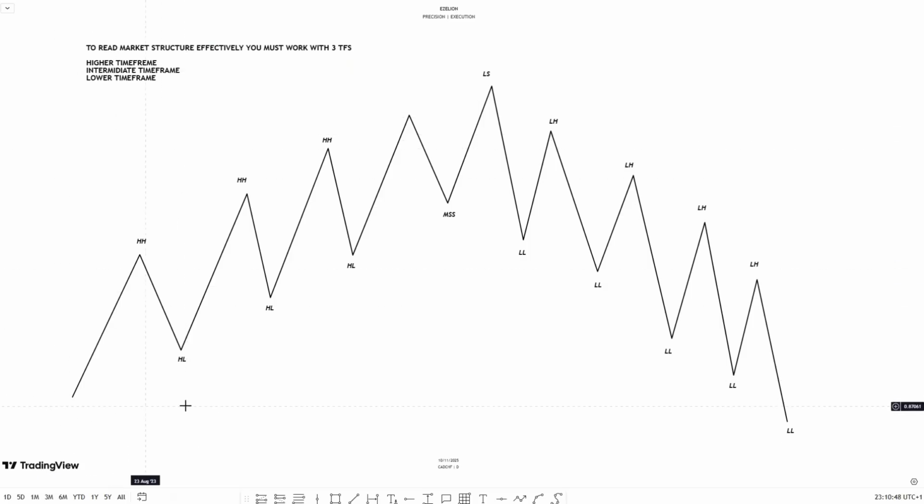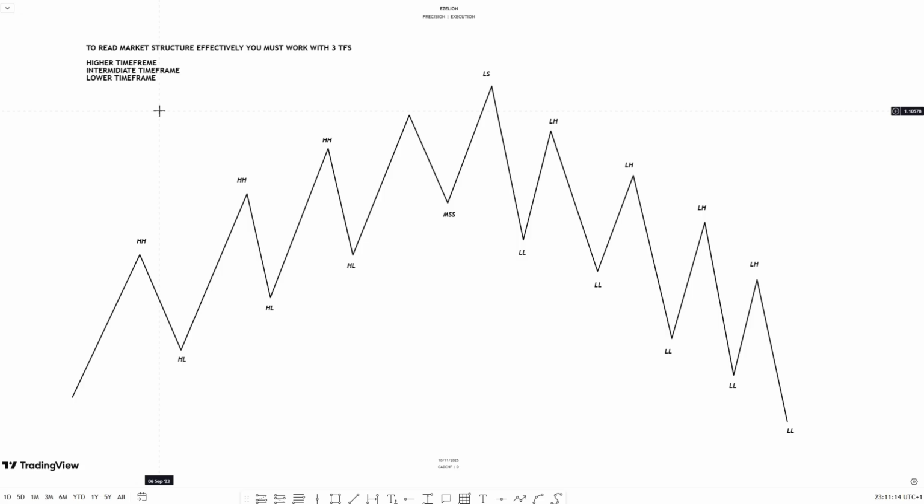Now, the market structure you're going to be reading will be in your intermediate time frame. Your higher time frame is to look for any key level that has been hit or is about to get hit, to anticipate your structure shift. Your intermediate time frame is where you're going to be reading your structure. Your lower time frame is for confirmation entries, which I'm going to give you guys.